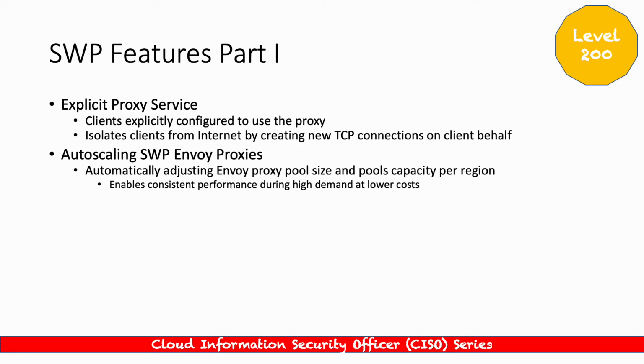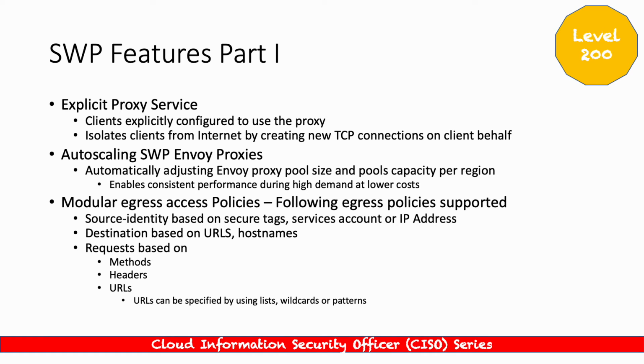So basically, we can adjust the Envoy proxy pool size, the pool capacities per region. So it now enables us to auto scale as demand increases, but at a much lower cost, right? So again, many advantages around scaling and all that kind of good stuff.